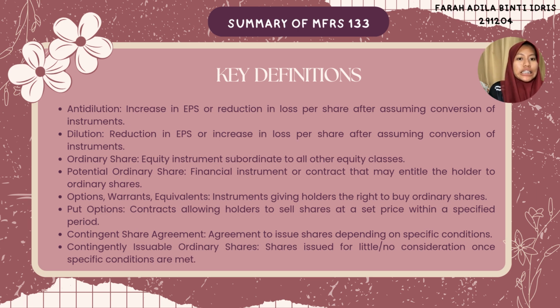So these are the key definitions. Anti-dilution refers to an increase in EPS or a reduction in loss per share. Dilution is the reduction in earnings per share or an increase in loss per share. While an ordinary share is an equity instrument that ranks below all other types of equity instrument. A potential ordinary share is a financial instrument or contract that could give the holder the right to obtain an ordinary share. We also have options, warrants, and equivalents.